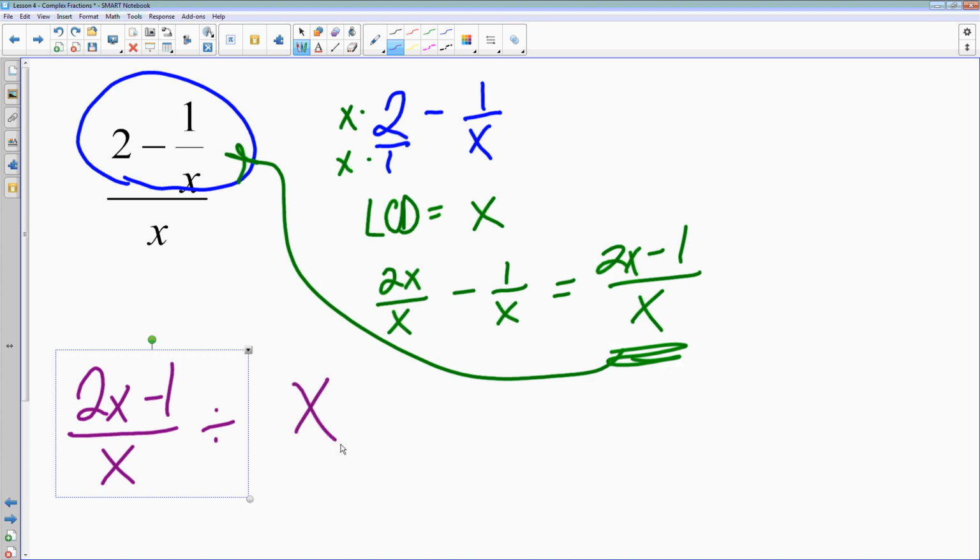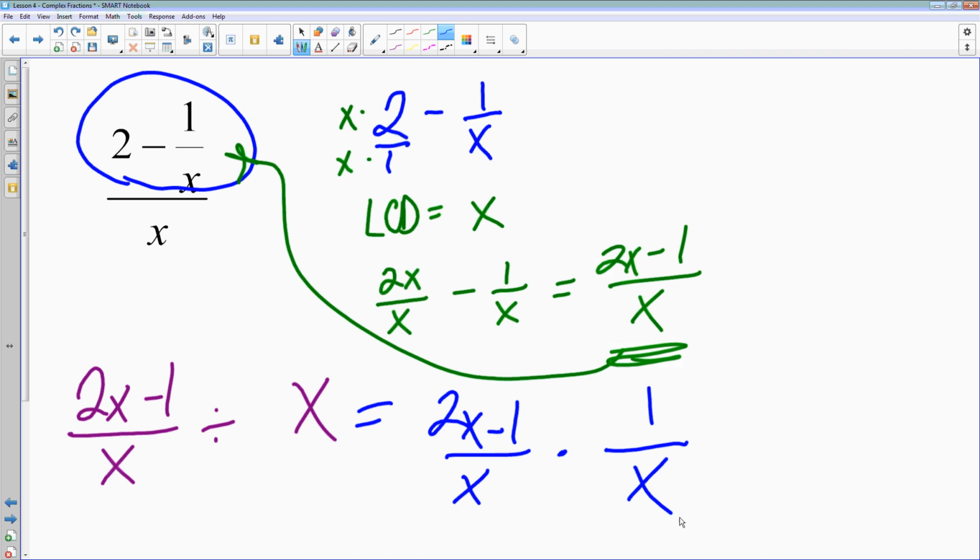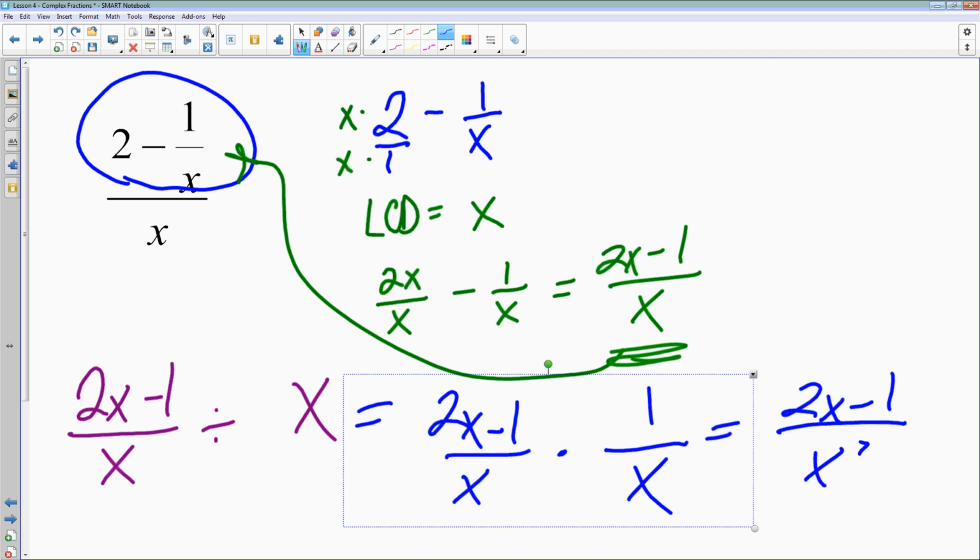Okay, and then we are going to keep the first, change multiplication, and flip the second. And then we'll notice that when we multiply this time, we can't cross anything out, and that's okay. But there is my final right there.